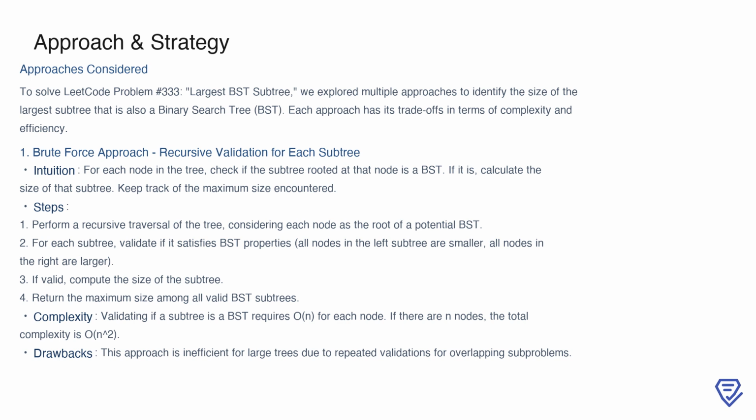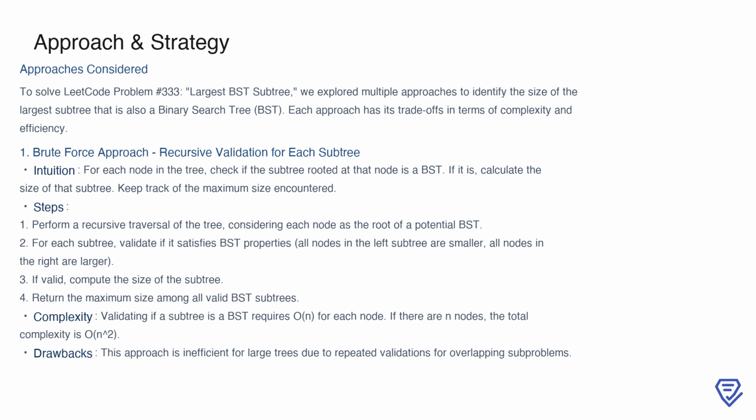The intuition here is straightforward. For each node in the tree, we treat its subtree as a potential BST and validate whether it satisfies the properties of a binary search tree. If it does, we calculate its size and track the maximum size across all nodes. The process involves a recursive traversal of the entire tree, where for each node, we validate the BST properties, ensuring that all nodes in the left subtree are smaller than the current node and all nodes in the right subtree are larger.